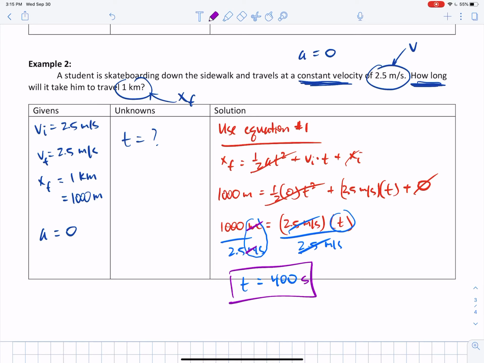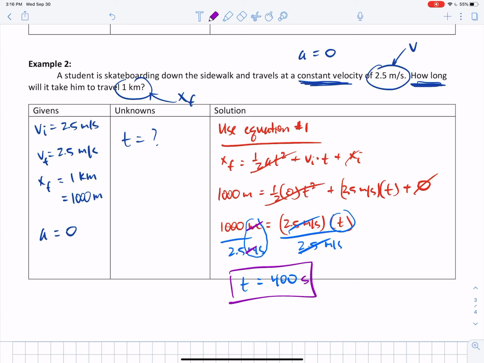Now, if you go back and look at the problem, it said a student is skateboarding down the sidewalk and travels at a constant velocity of 2.5 meters per second. How long will it take him to travel 1 kilometer? Do you see now that this question is actually super easy? It's just traveling 1,000 meters and going 2.5 meters every second. So of course it's going to be just 1,000 divided by 2.5.